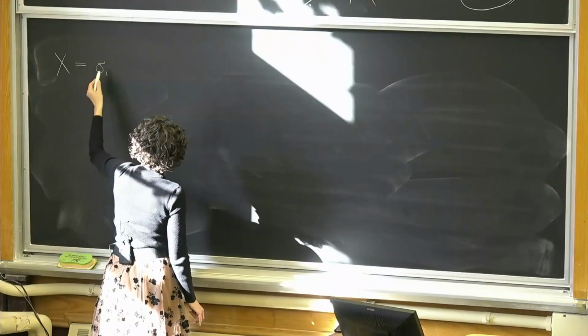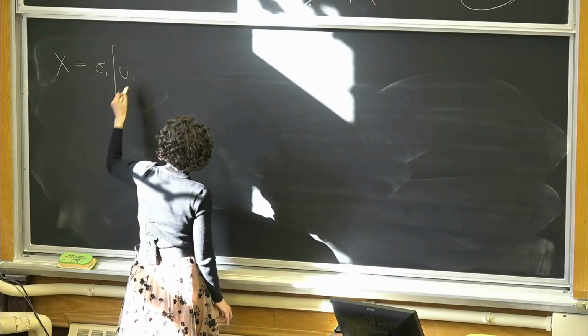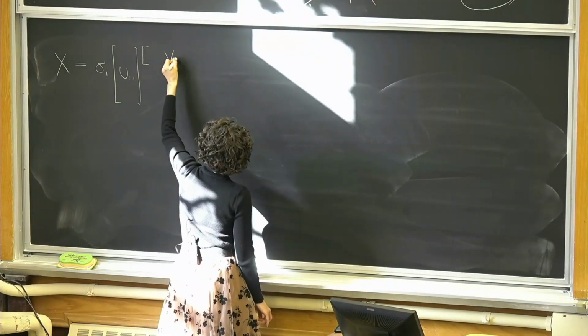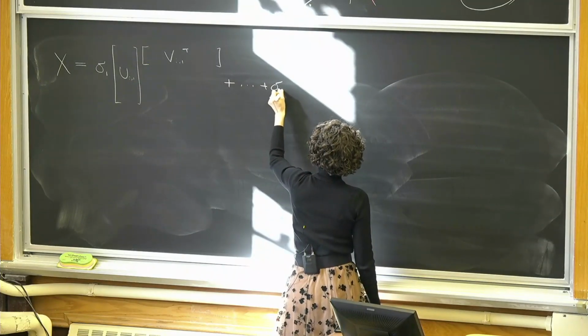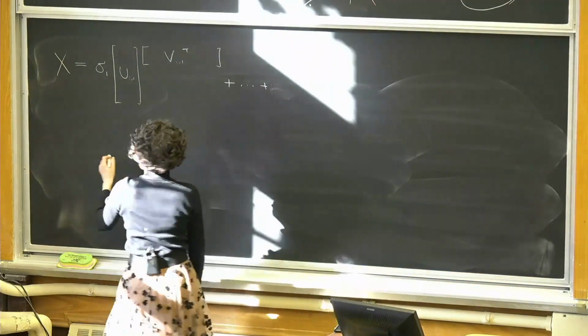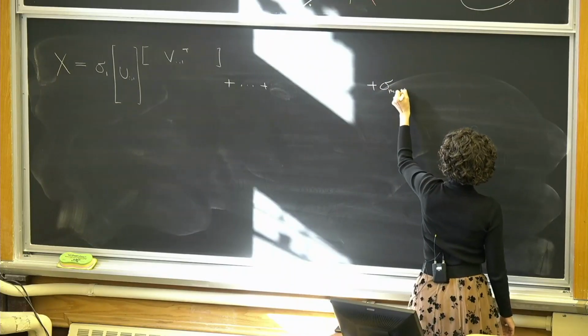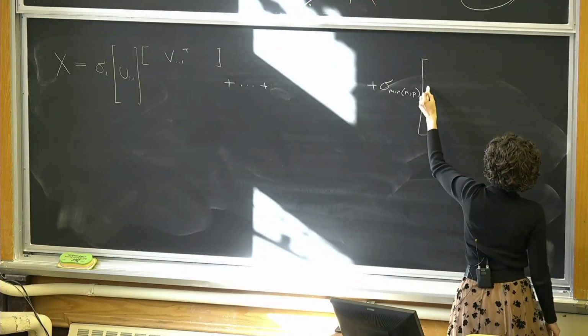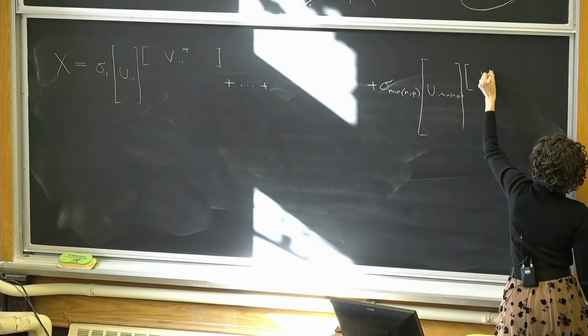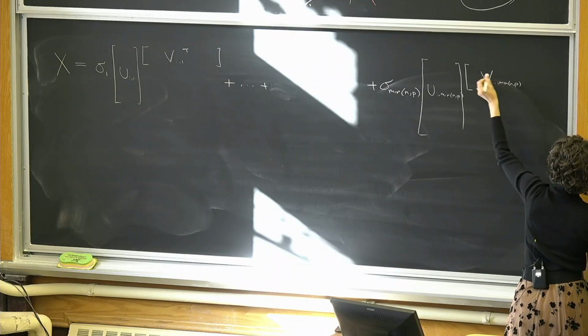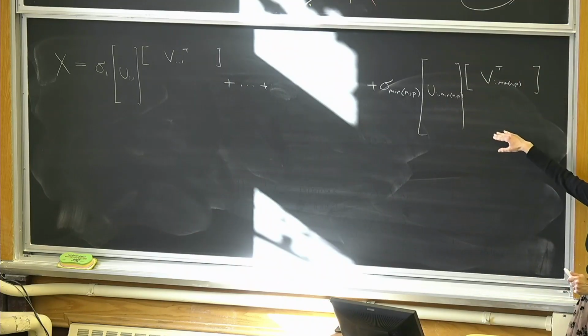What we're going to do is write X as a sum of rank 1 matrices, where we're going to have sigma 1 times the first column of U times the first column of V transposed, plus, and we go all the way through to sigma of the minimum of n and p, times u of the minimum of n and p, times v of the minimum of n and p, transposed. So now we have written our matrix X as a sum of rank 1 matrices.